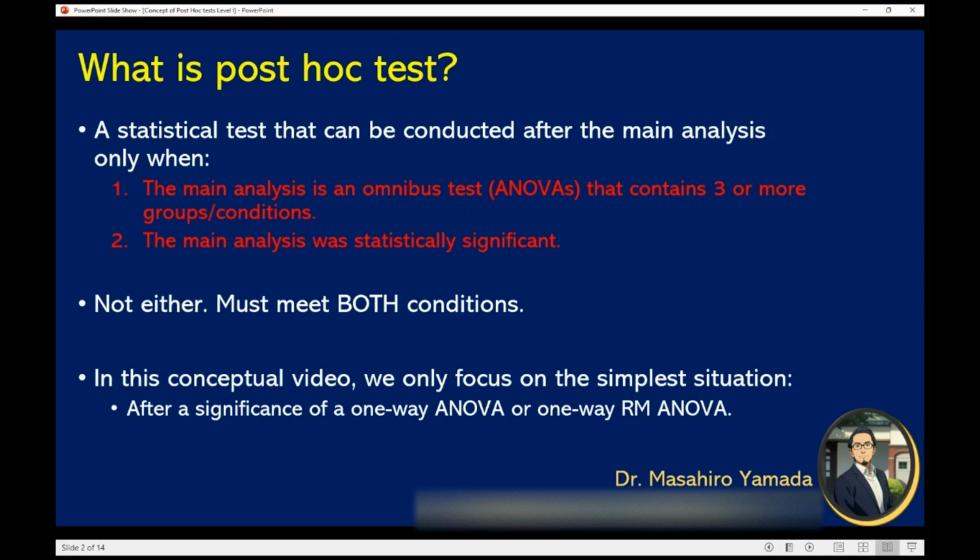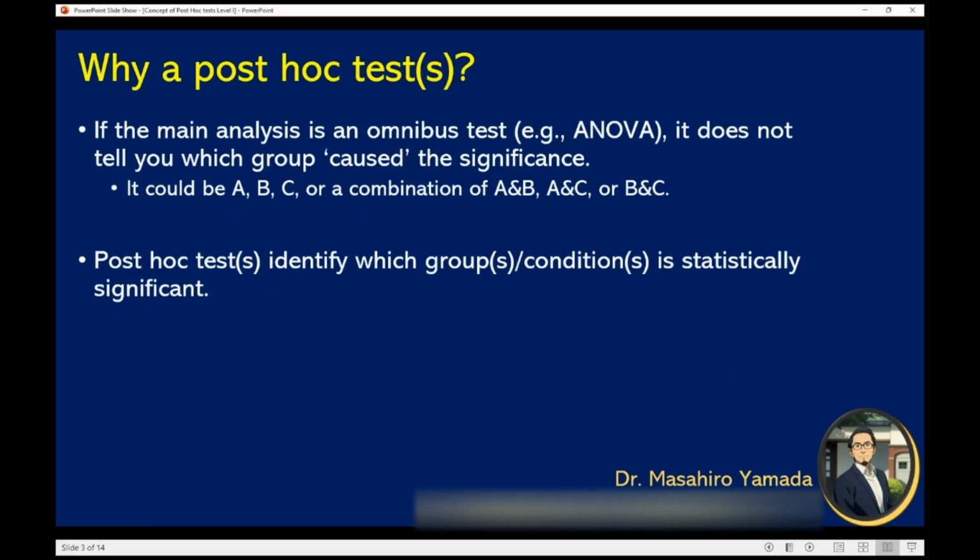So in this conceptual video, we only focus on the simplest situation where you conducted one-way ANOVA or one-way repeated measures ANOVA. If the main analysis is an omnibus test, it doesn't really tell you which group caused the significance of ANOVA. We don't know which one actually contributed to the significant results of ANOVA. So post hoc test is really designed to identify which group specifically was statistically significant.